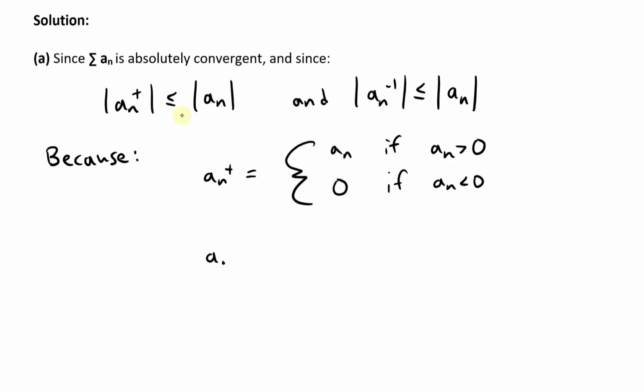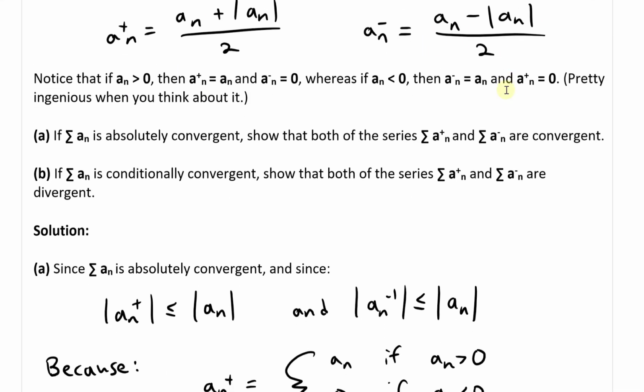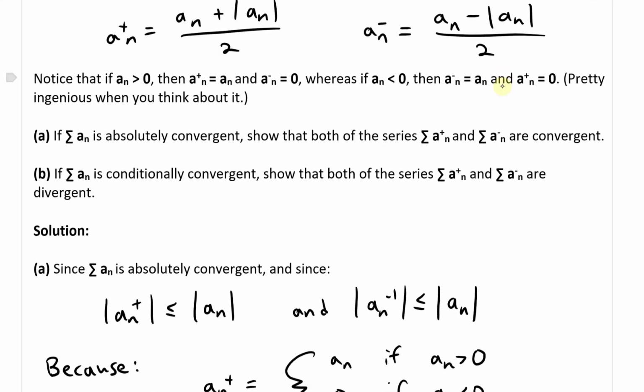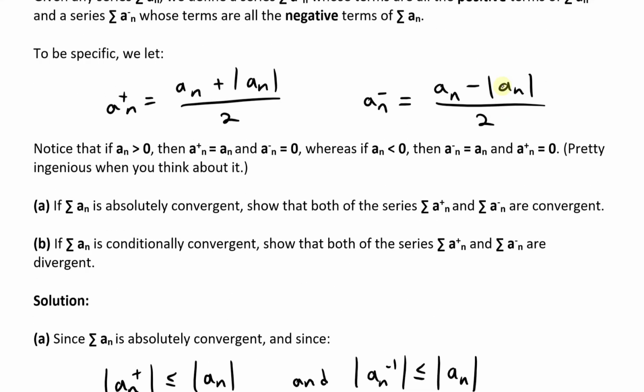And we have a_n^- equals a_n at the bottom here if a_n is less than 0. If it's less than 0, we're going to have a negative minus the absolute value term, so a negative minus a term. Divided by 2, it's going to be a_n, and it equals 0 if a_n is greater than 0. If it's greater than 0, the terms cancel out.